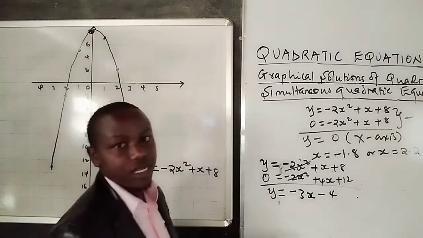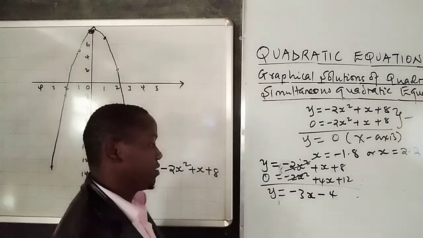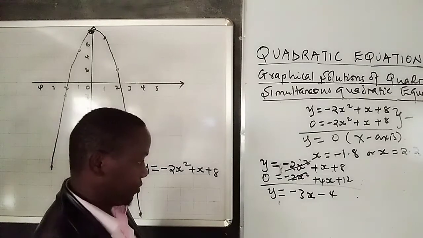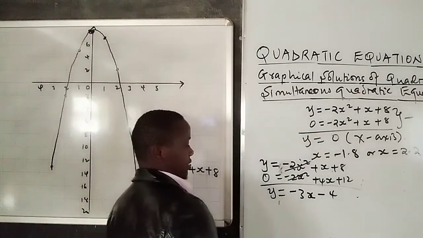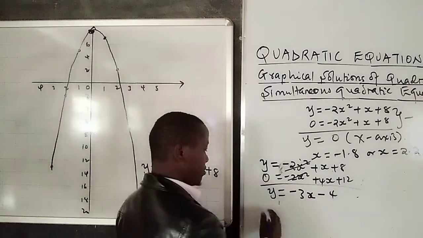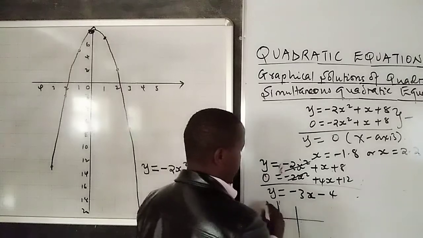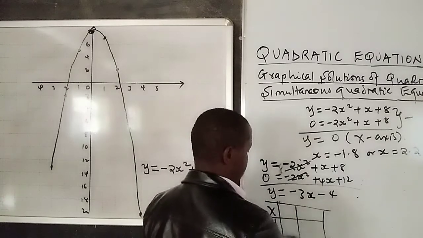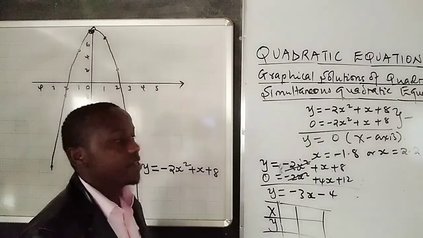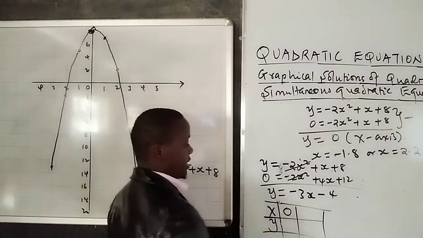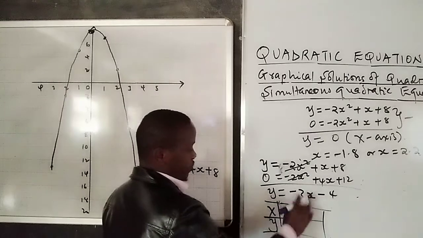Therefore, we are drawing the graph of the line y is equal to negative 3x minus 4. For this one, we also get a table. We can use the x and the y intercepts. When x is 0, y is going to be negative 4.